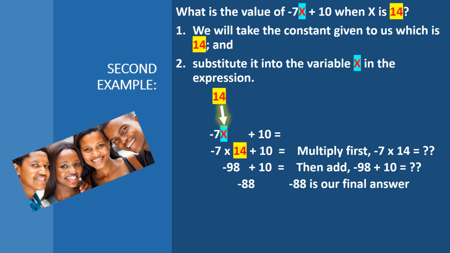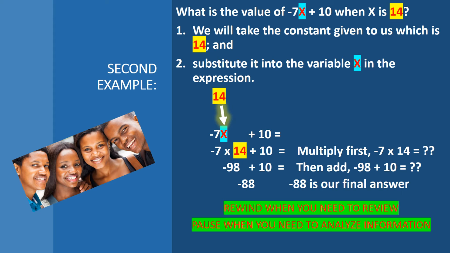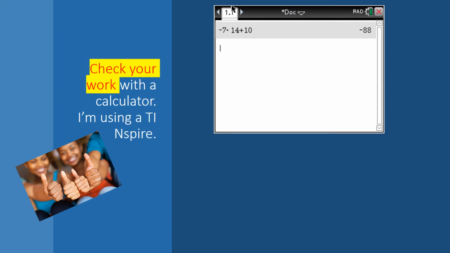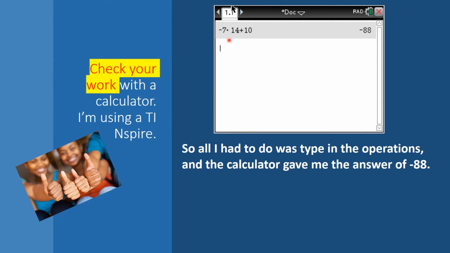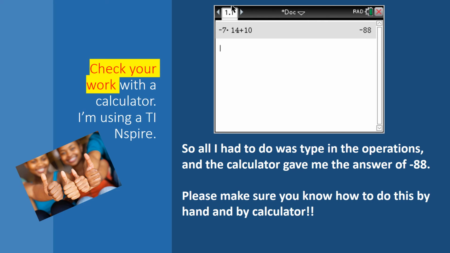Remember, if you want to go back and look at something, you can always just rewind the video, or you can also pause if you want to look at the equations or think about it a little bit. So rewind when you need to, pause when you need to. So we want to check our work to make sure we do this correctly, and I can use a calculator to do that. We just type in our equation when we substituted x. We get negative 7 times 14 plus 10. I hit enter and I get negative 88, which matches what we got doing it by hand. So we did this correctly. Again, make sure you know how to do this by hand and also by calculator.